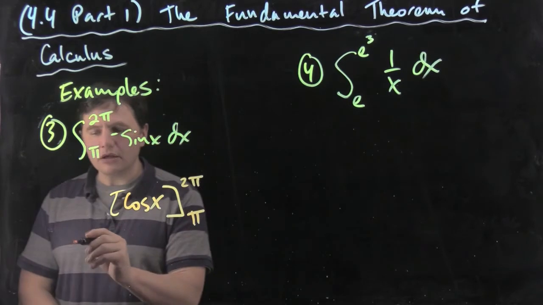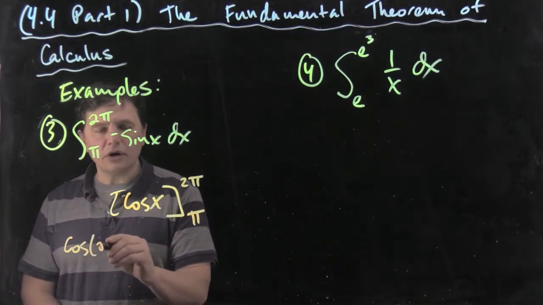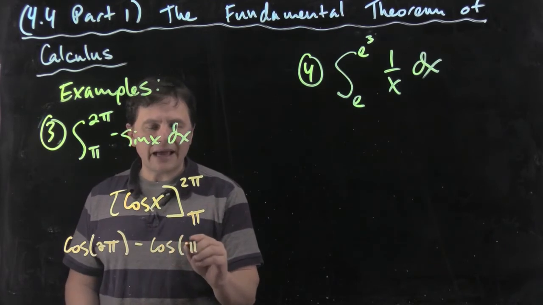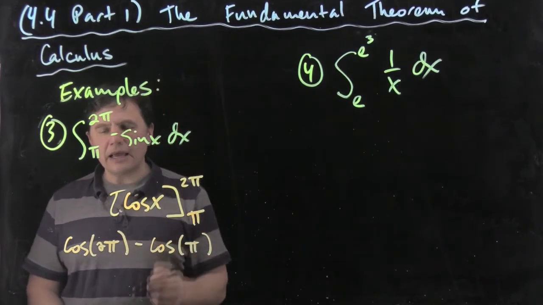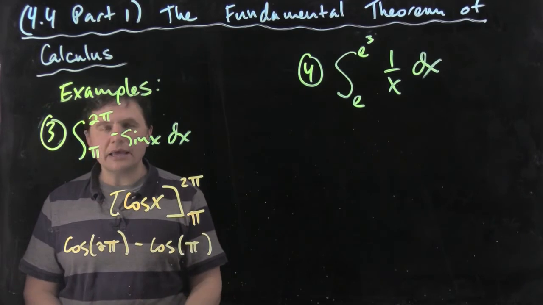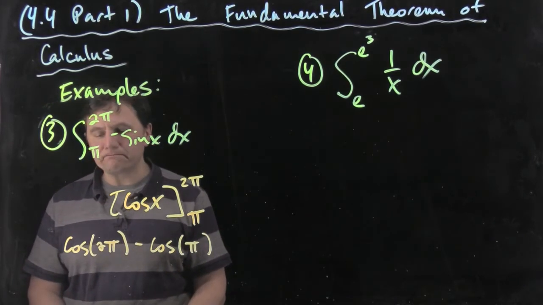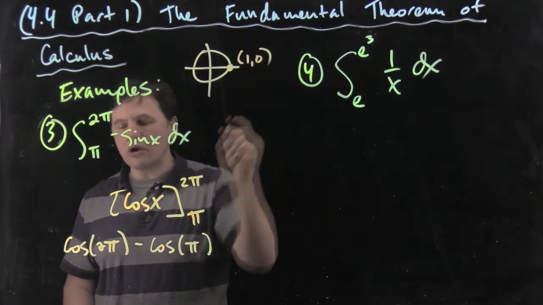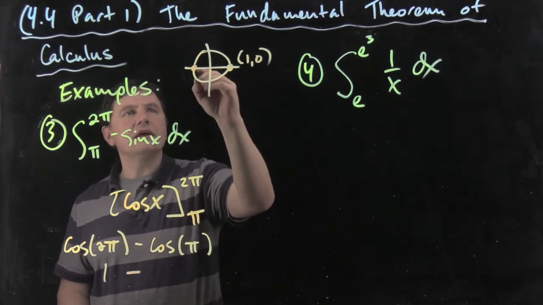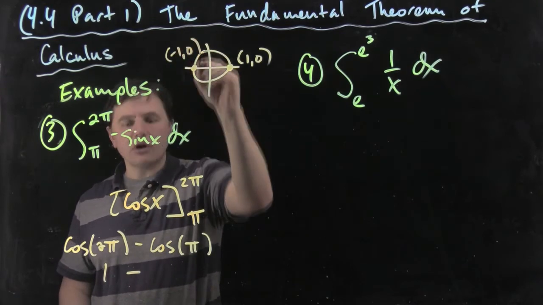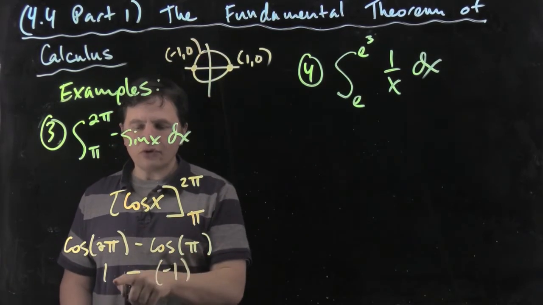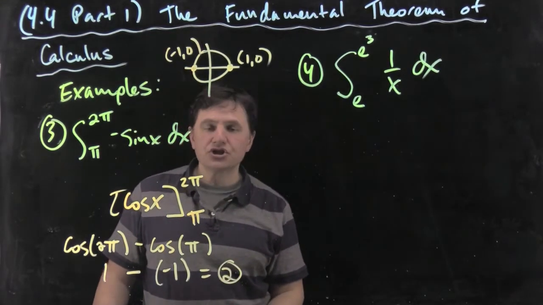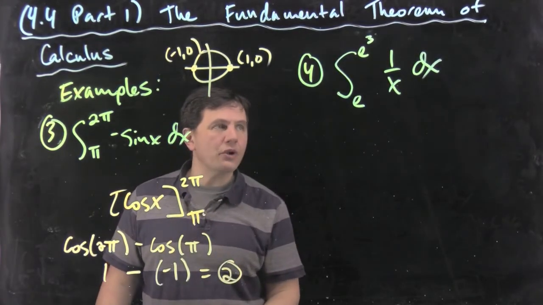Okay, so we plug in the 2 pi, so cosine of 2 pi minus cosine of pi. All right, cosine of 2 pi is, let's see, so we're over here, that's 1, 0, so that's 1. Minus, and then pi, that's negative 1, 0, so that's minus negative 1. So 1 minus negative 1 is equal to 2, and there you go. I encourage you to check that. If you do check this one, make sure you're in radian mode.